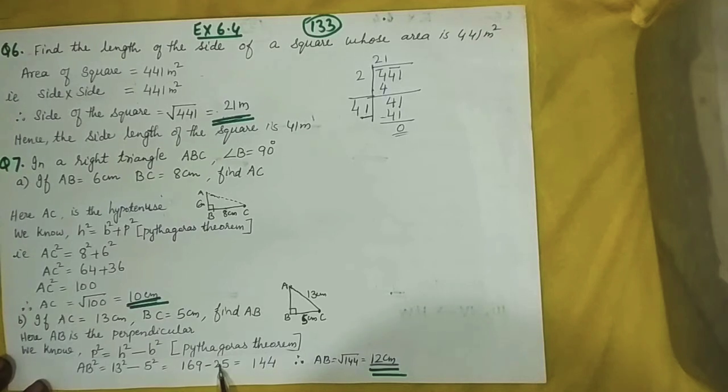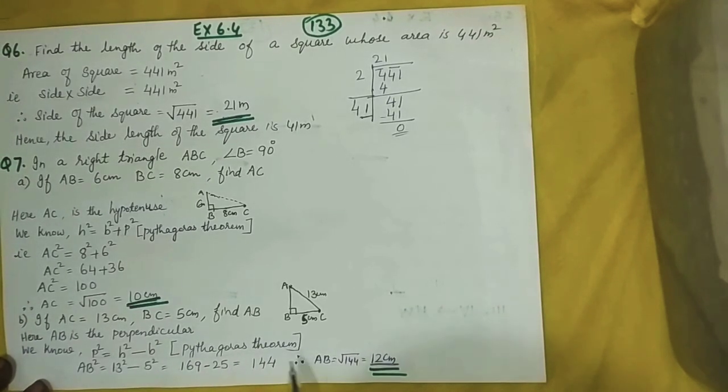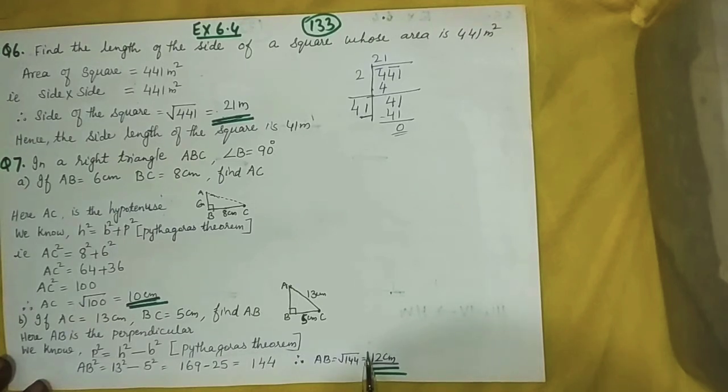So their difference is what? 144. That means AB square is 144. So what is AB? Square root of this number. The square root of 144 is 12 cm. So the length of AB is 12 cm.